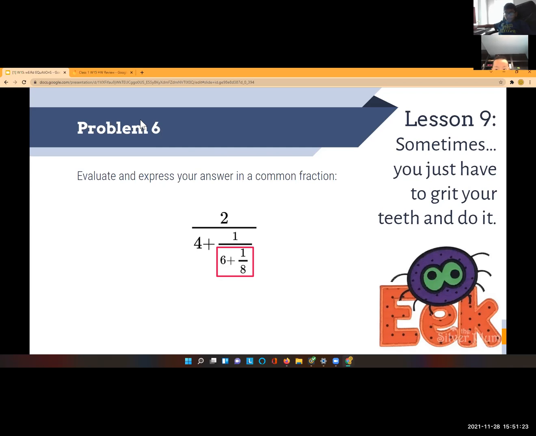So what we have to do, as said by lesson 9, which is probably lesson 4 or 3 actually, is evaluate it one at a time. You have to actually do it. There's no shortcut. So you first evaluate this. You want to do it as an improper fraction, not as a mixed fraction, while you're solving it.